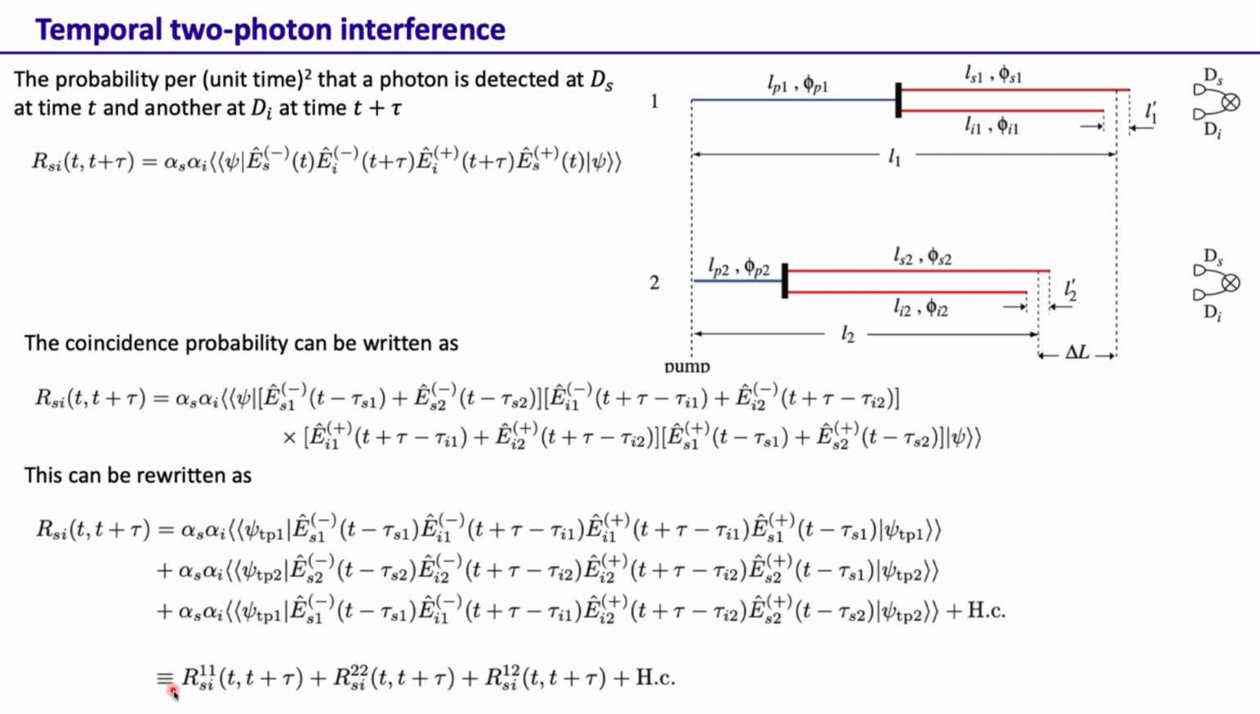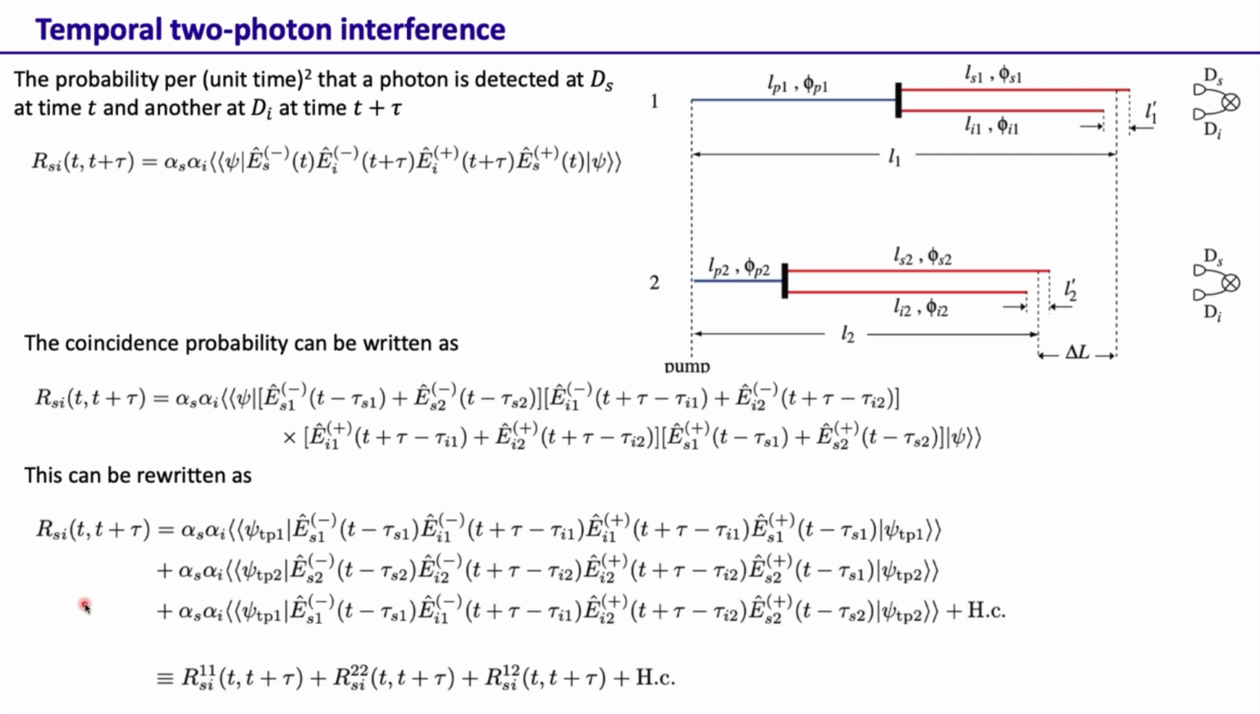We can see that this term RSI11 is essentially the coincidence count rate if only alternative 1 was there. So if only alternative 1 was there, then that would be the total coincidence count rate. RSI22 is the coincidence count rate if only alternative 2 was there. But when both the alternatives are there and can interfere, then we will have these cross terms over here, this and the Hermitian conjugate. So these are the cross terms.